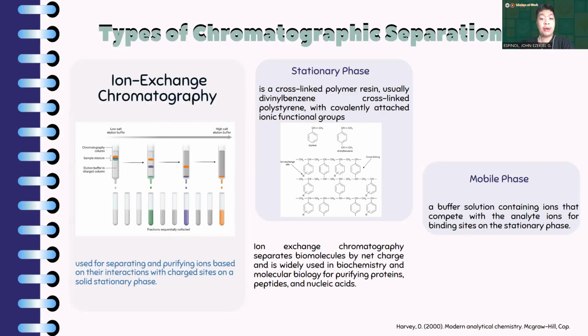In IEC, the mobile phase plays a crucial role in facilitating the separation of charged analytes on the stationary phase. The mobile phase typically consists of a buffer solution containing ions that compete with the analyte ions for binding sites on the stationary phase. The mobile phase serves to facilitate the competitive exchange of ions between the analytes and the stationary phase, allowing the separation of charged molecules based on their interactions with the stationary phase functional groups. By carefully selecting the composition and conditions of the mobile phase, analysts can optimize the separation process and achieve the desired chromatographic results.